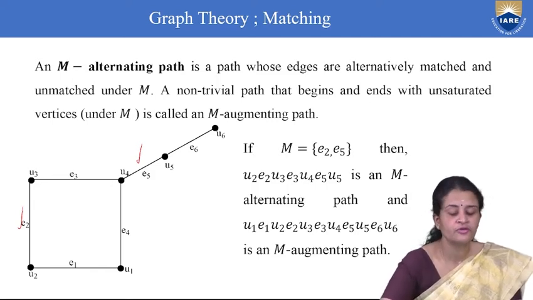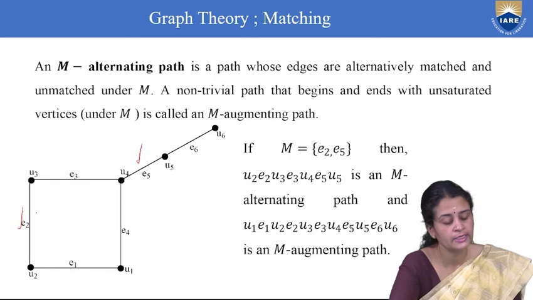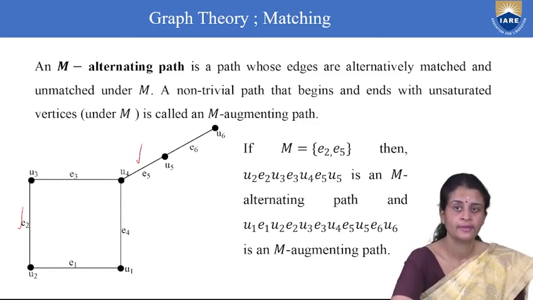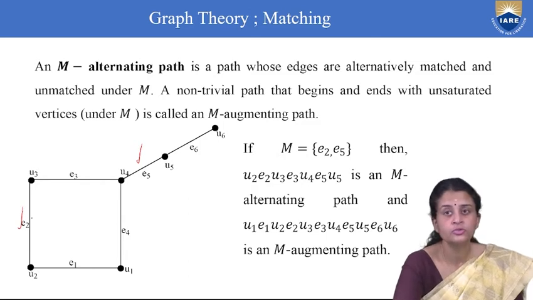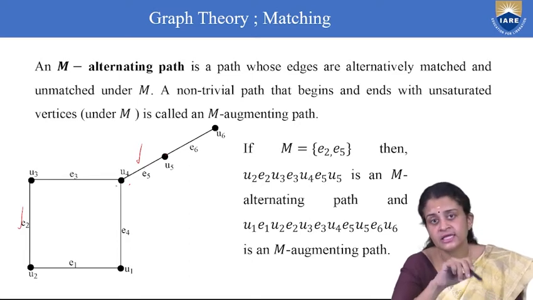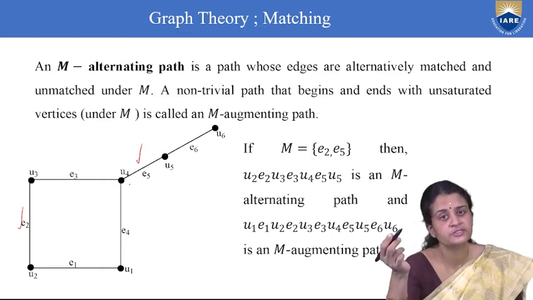And then, we are considering another path: U2, E2, U3. Now consider this path: U2, E2, U3, E3, U4, E5, U5. Here we can see that this E3 is not matched. E3 is not under this matching.